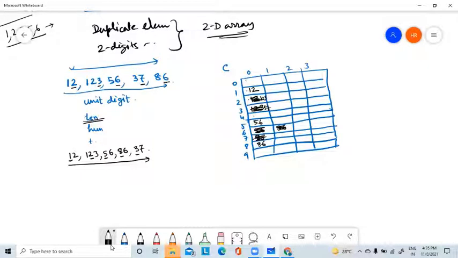Now again I will collect them. So first I will collect 12, then 123, then 37, then 56, then 86. Now see, it is now sorted on the basis of its 10th place: 1, 2, 3, 5, 8. Okay, now we will go for the 100th place.